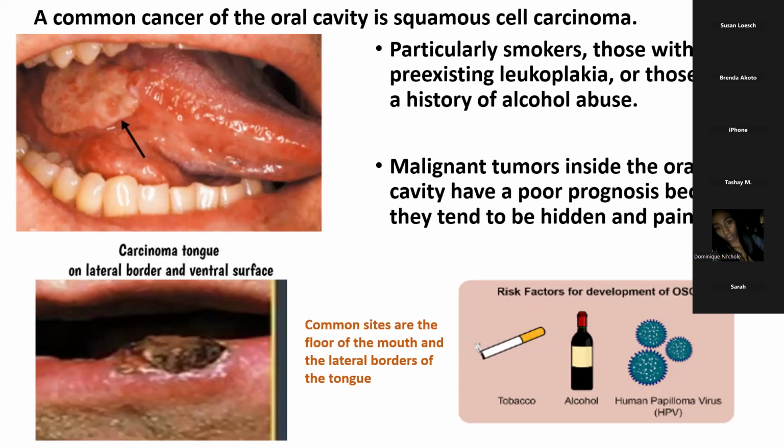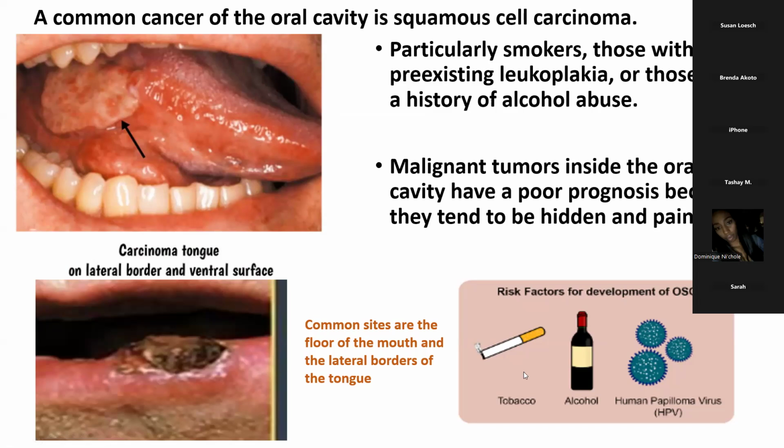Common cancer for the mouth is going to be squamous cell carcinoma. So this is going to affect mostly smokers, people that have pre-existing leukoplakia, and those with a history of alcohol abuse. So the top picture is like the border of that tongue. That's where it likes to lay. But you can also have it like on the lip. That bottom picture is the lip.